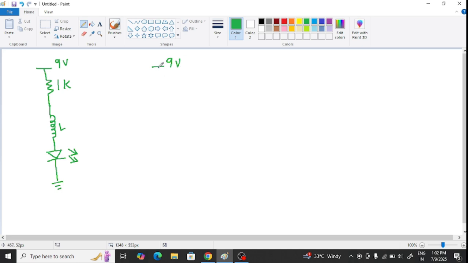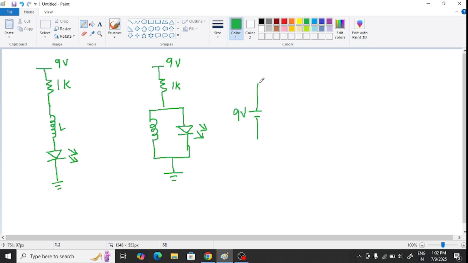The same 9-volt supply and 1K resistor to resist the flow of current, and an inductor in parallel with an LED. We can draw this parallel circuit a bit differently like this also. So this is the 9-volt, this is an inductor, and this is your LED.